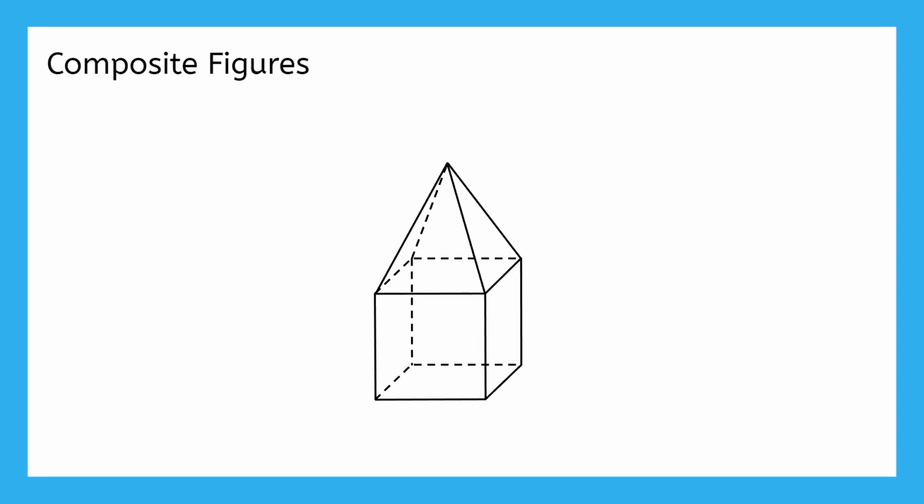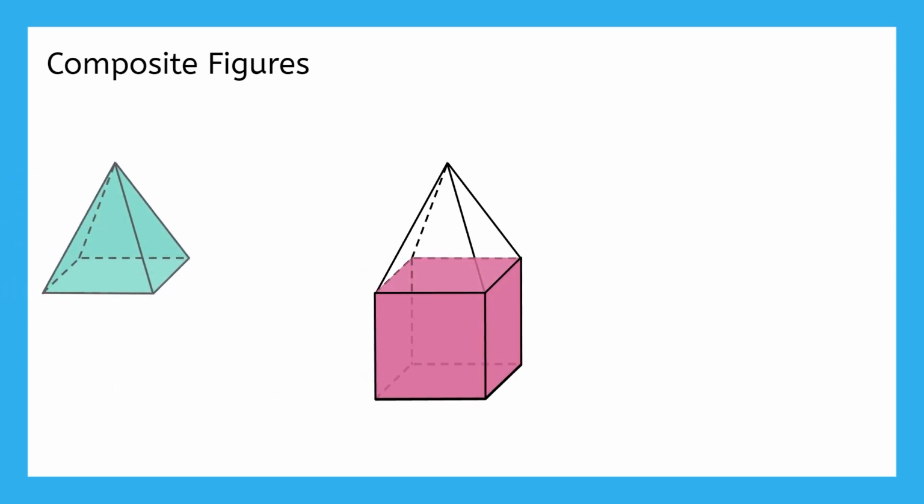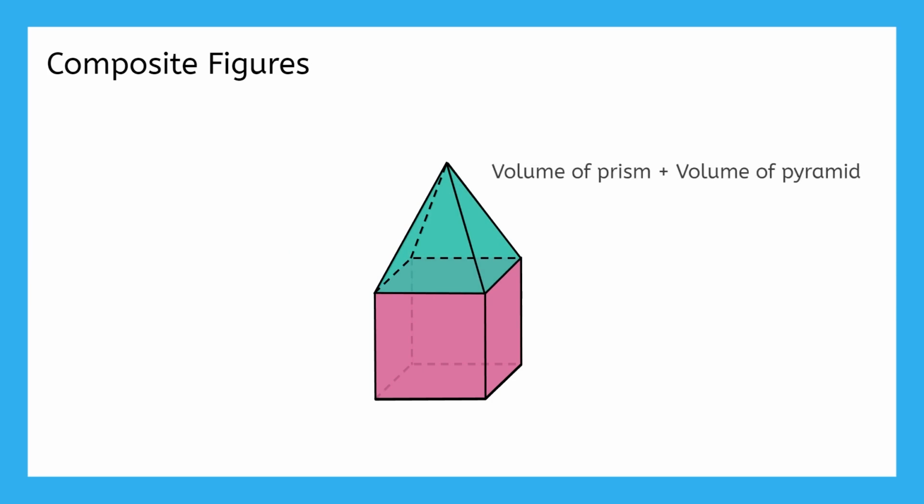For this example, we would take the volume of this prism and add it to the volume of this pyramid. You've already learned how to calculate the volume of each of these figures separately, so the only extra step would be adding them together.